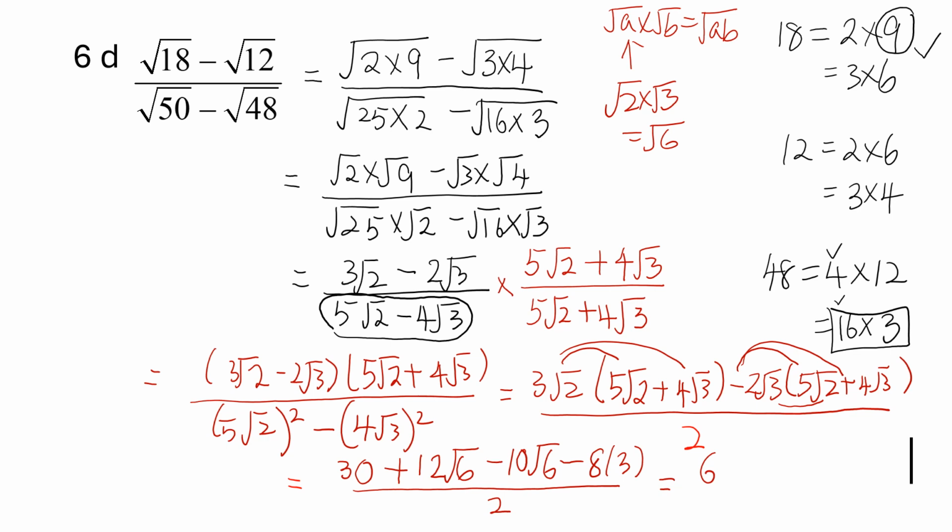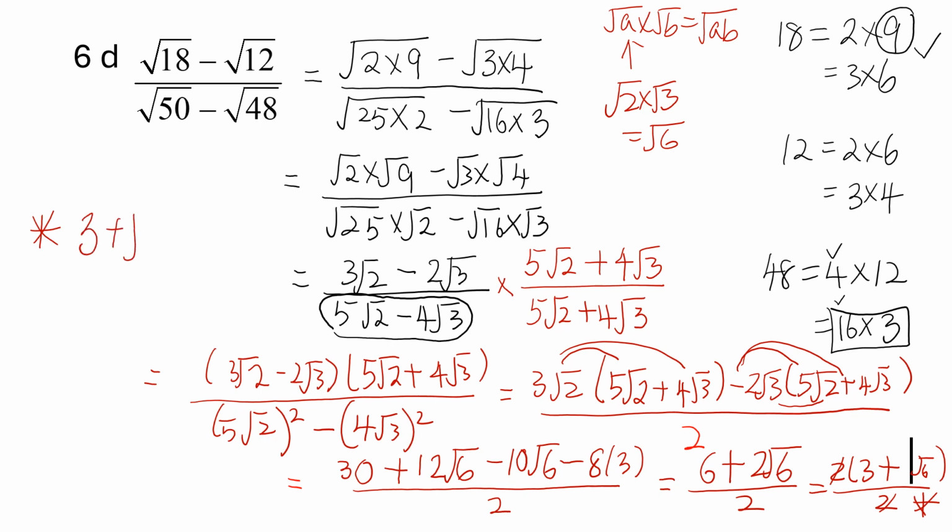Alright, so these two guys, 12 square root 6 minus 10 square root 6, they are like terms. So give me 2 square root 6 over 2. And of course, I can factorize 2 out, and then the 2 and the 2 can go off. So the answer we will be getting will be just 3 plus square root 6.